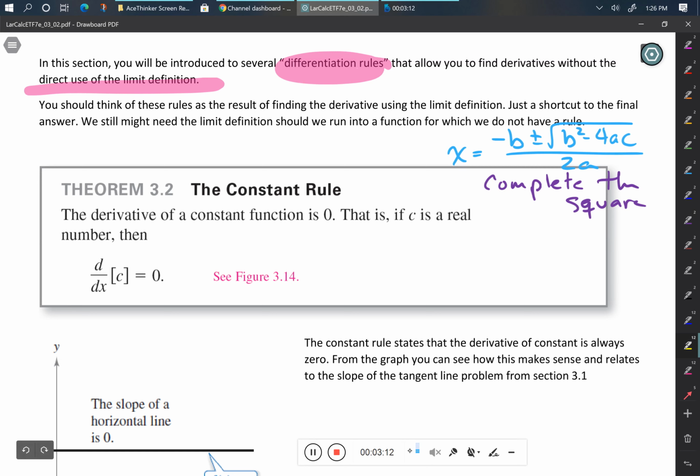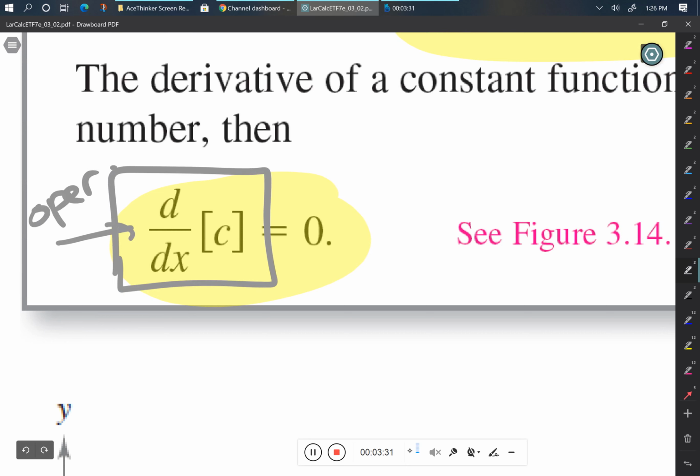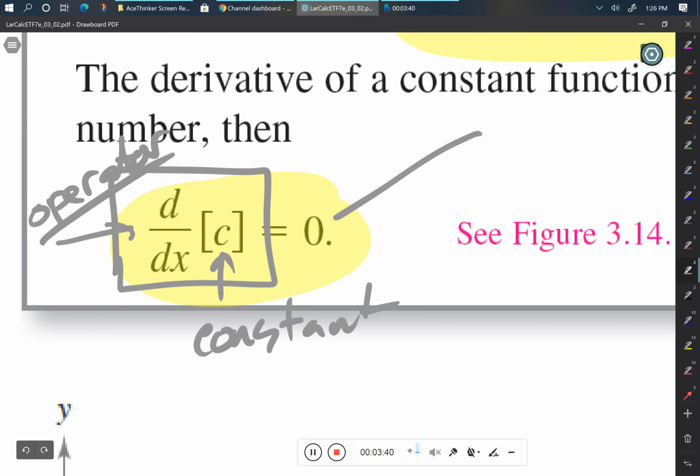So here's our first rule. It's called the constant rule. And it says the derivative of a constant is always 0. That is, if c is any real number, then the derivative of c is equal to 0. Just as a side note, this is that notation I was telling you about, where we have the operator on the left, and it says take the derivative of a constant, and that derivative is equal to 0.